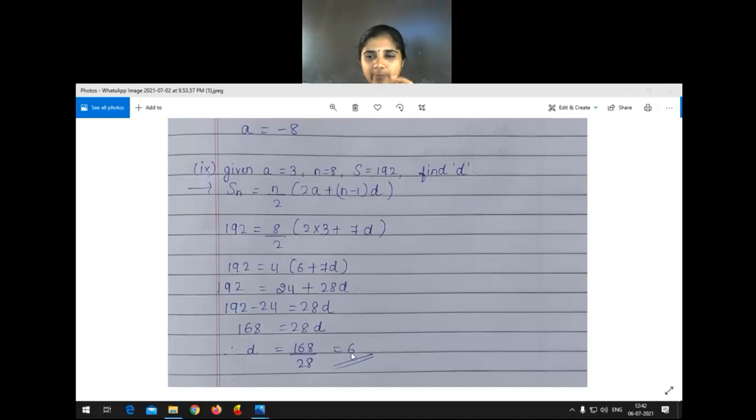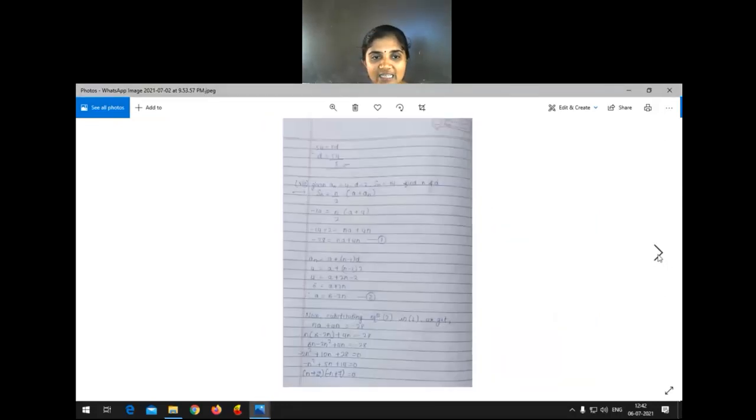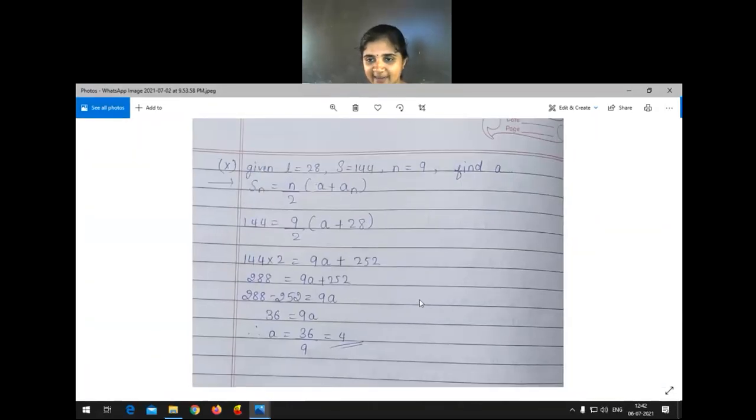Very small problem, this one. Just d we have to find out. So everybody's answer is the same. You got d is equal to 6 only. Yes. Okay. So then we have to move to our last problem, that is question number 10.